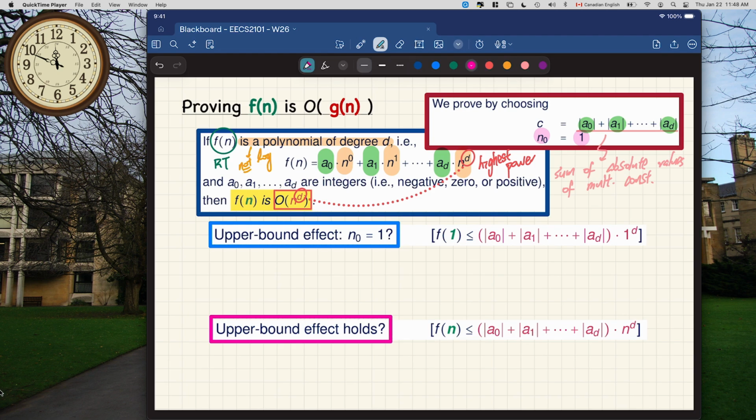So n0 over here, verify, particularly when the f of n involves log. Just make that note.